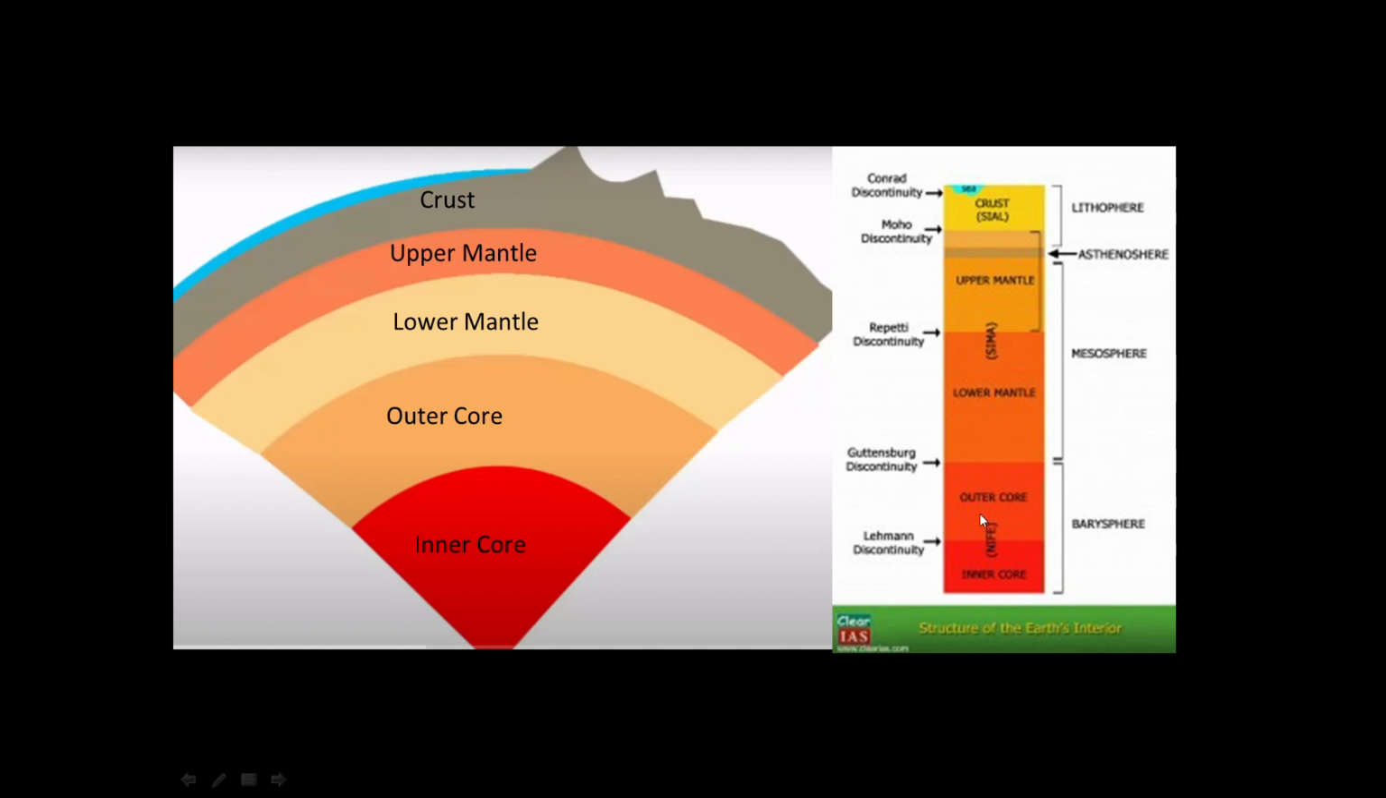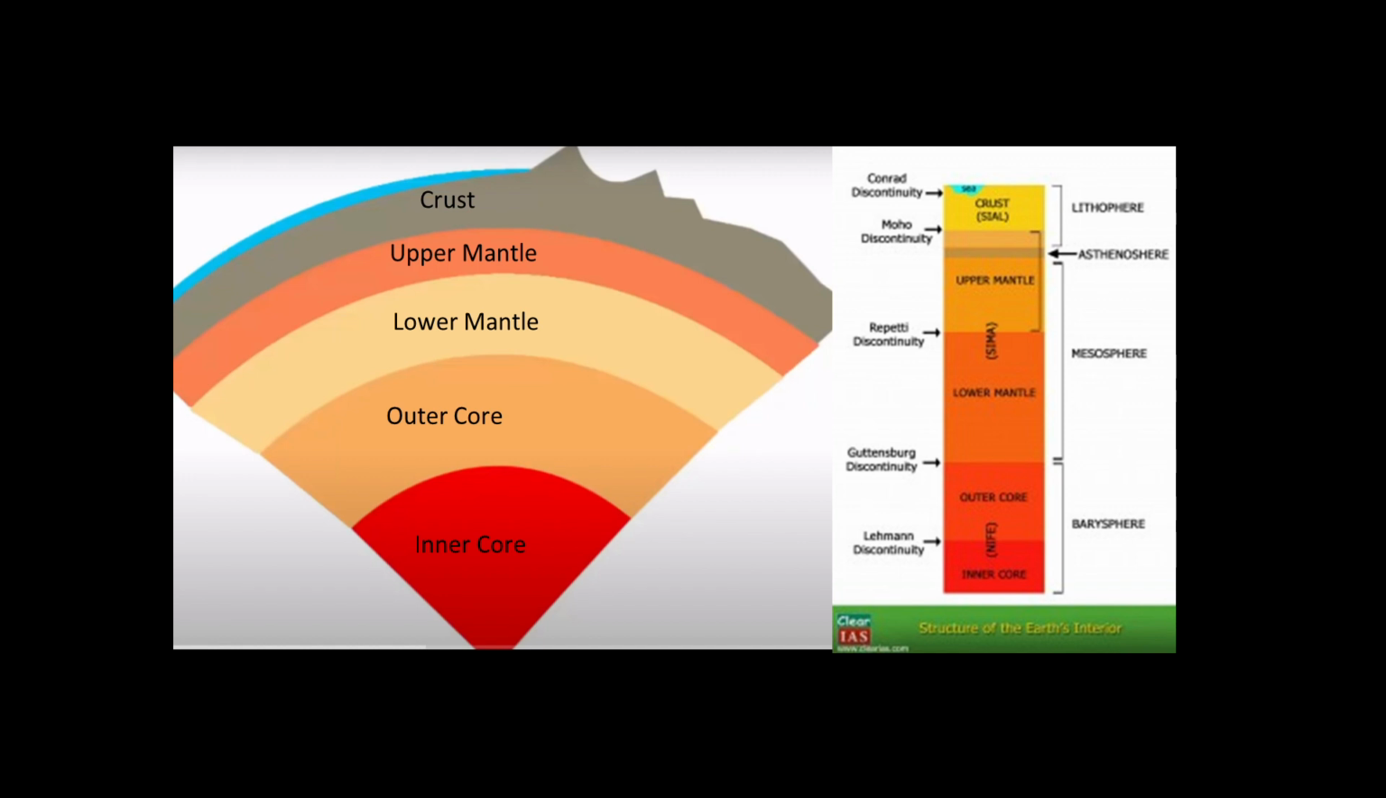There are also different names for the discontinuities which exist between these layers. The first one, which exists between the upper crust and lower crust, is called the Conrad discontinuity, and the discontinuity which exists between crust and mantle is the Moho discontinuity. And the discontinuity which exists within the mantle between upper and lower mantles is the Repetti discontinuity, and one of the most important discontinuities, which exists between core and mantle, is the Gutenberg discontinuity, also called the core mantle boundary. And finally, the discontinuity which exists between the outer core and inner core, which was discovered by Lehmann, is called the Lehmann discontinuity.